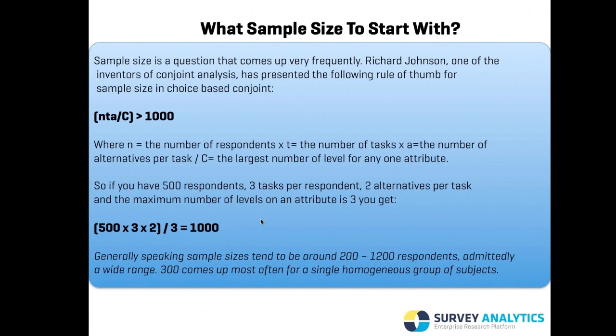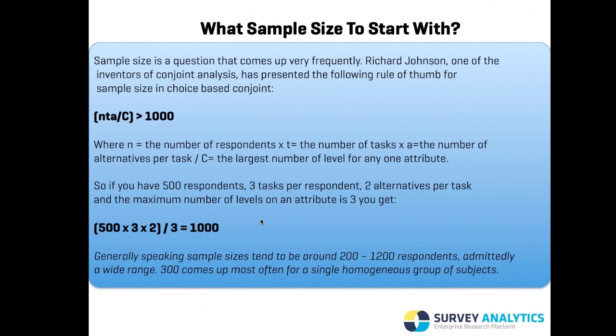However, we've also got another little rule of thumb here from somebody called Richard Johnson, who was one of the pioneers of conjoint analysis. And this little equation here, N T A over C greater than 1,000, where N is the number of respondents you've got, T is the number of tasks, that's the number of times you want them to make a choice, A is the number of alternatives per task, if you've got 2 alternatives or 3 or 4 or 5, and C is the largest number of levels for any one attribute. That is, which attribute has the most different levels. It might be price, it might be package size.